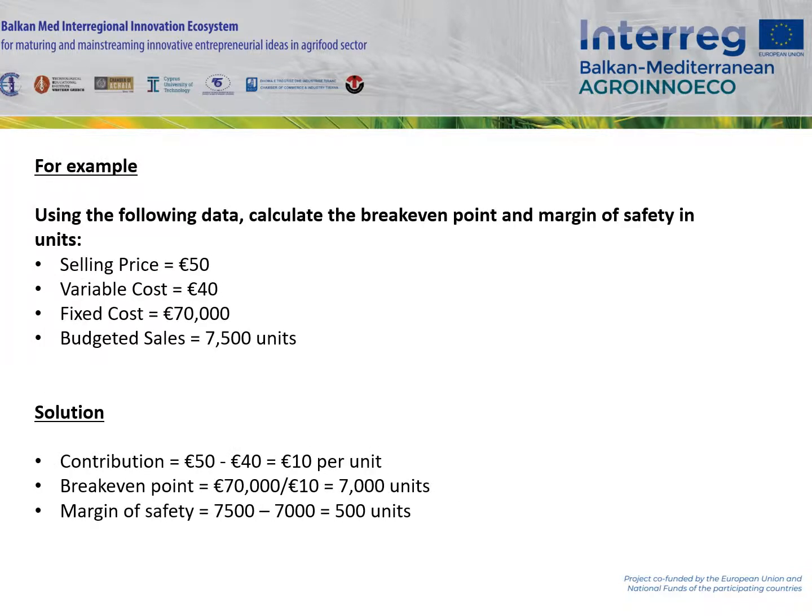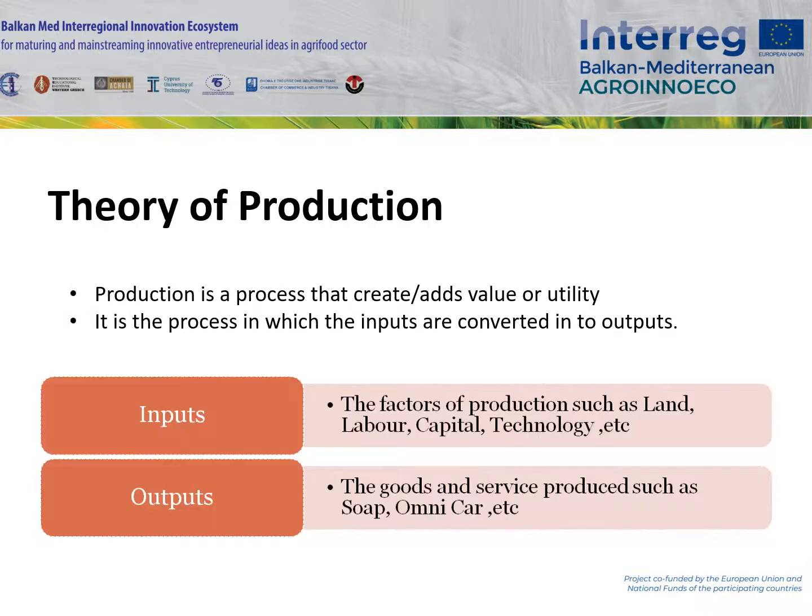For example, using the following data, calculate the break-even point and margin of safety in units. Selling price equals 50 euros, variable cost equals 4 euros, fixed cost equals 70,000 euros, and budgeted sales equals 7,500 units.